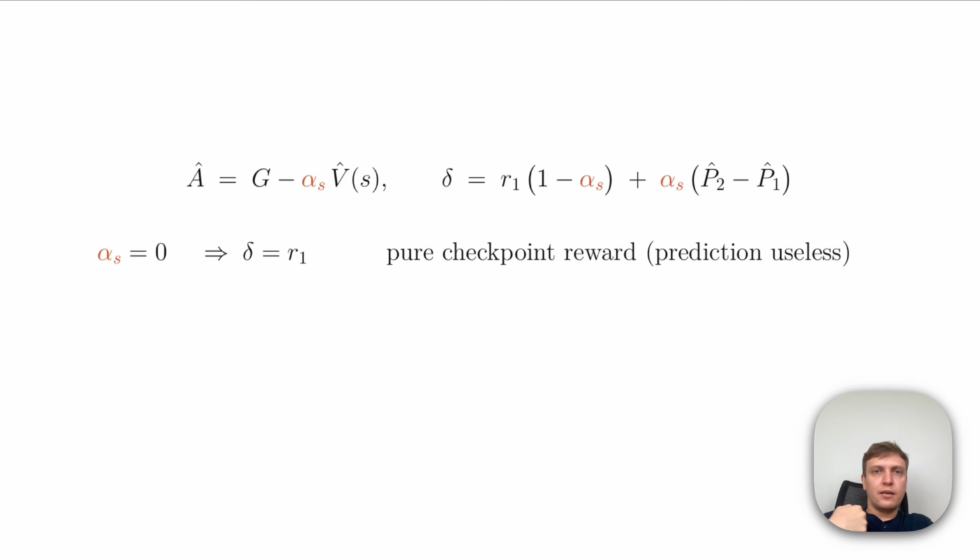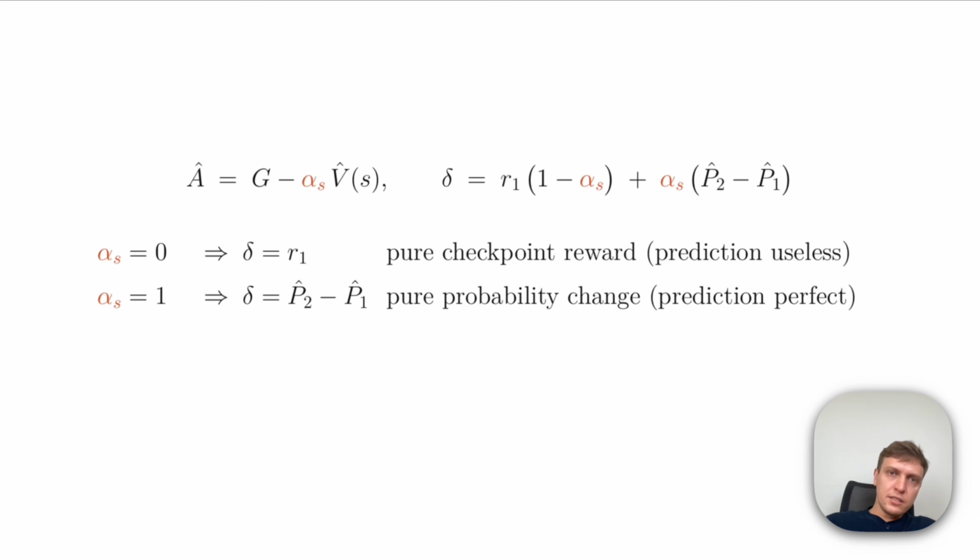There is no way it can improve any results for us. So in this case, it means that our delta will converge to just the reward. That makes a lot of sense. We say that our value function is useless, and then our advantage should be just our reward.